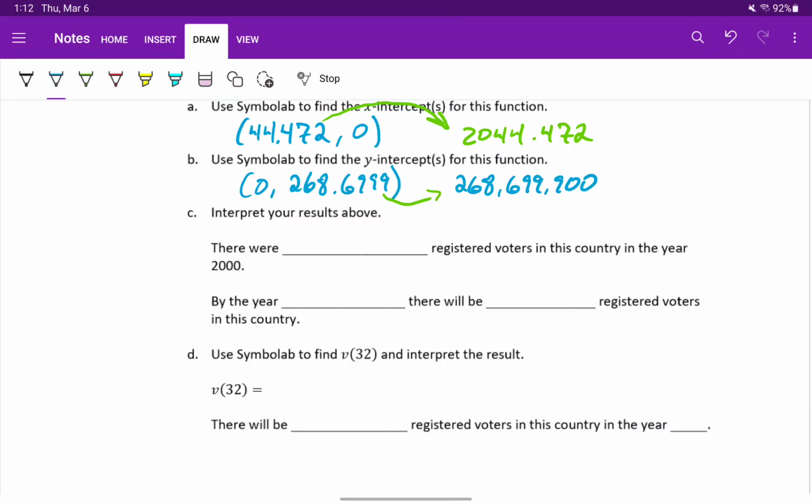Then we can interpret those values. This tells us that there were 268,699,900 people registered to vote in this country in the year 2000. And by the year 2045, there will be 0, since our value for V is 0 in our x-intercept, there will be 0 registered voters in the country.